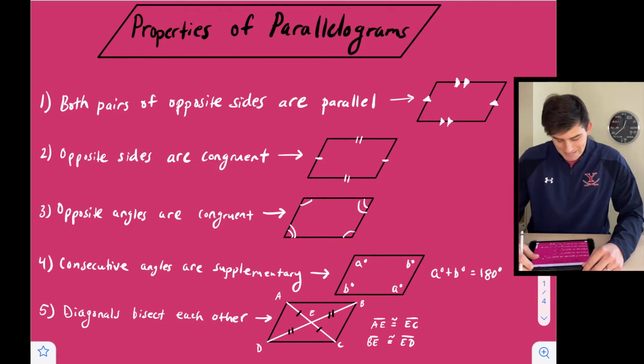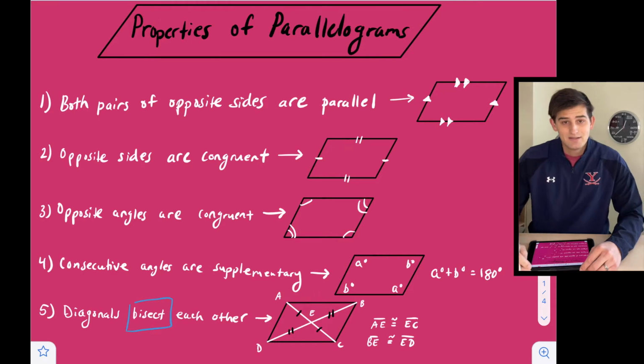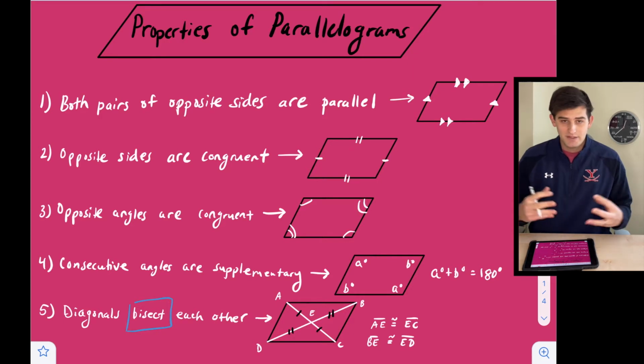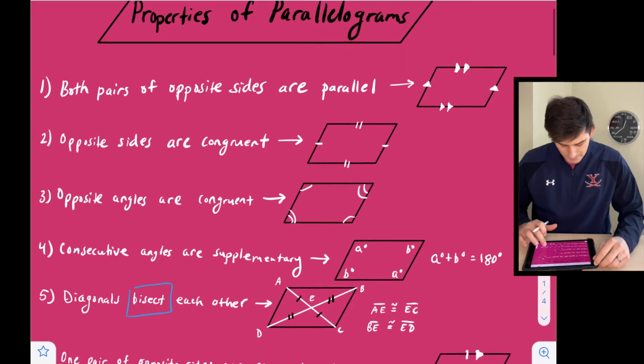Number 5 talks about the diagonals. The diagonals bisect each other. So keyword there, bisect. That means that the two diagonals where they intersect, basically they intersect at the midpoint of each of the diagonals. And that separates the diagonal into two congruent segments. Okay, so that's what we see here.